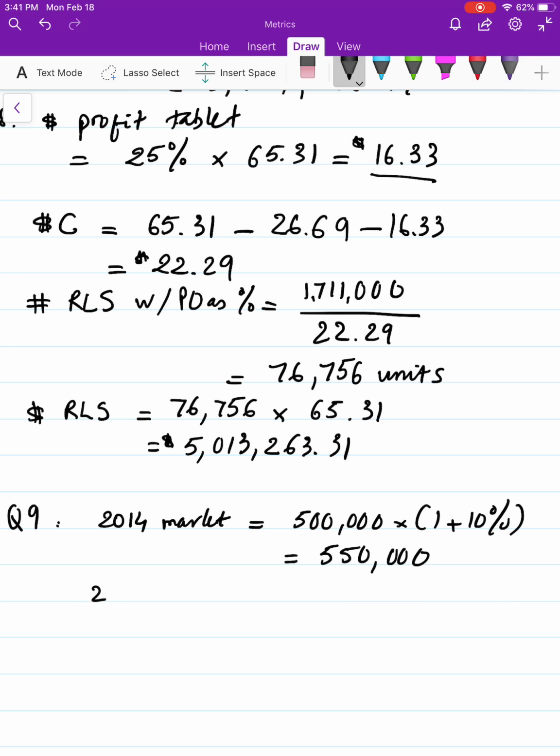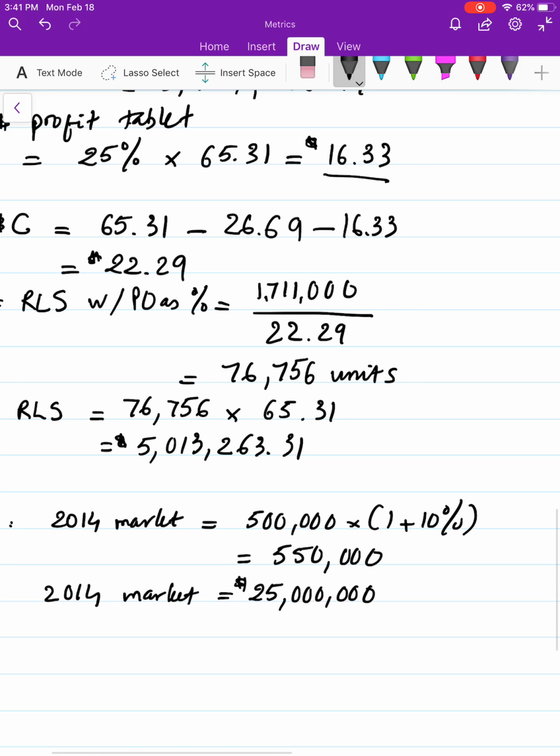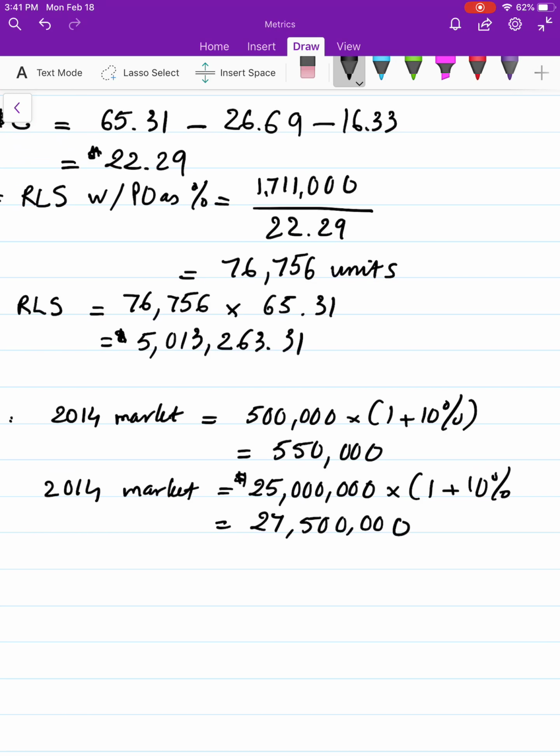The total in dollars would also equal the 2013 total market of $25 million times the 10% increase, and that will give us $27,500,000.